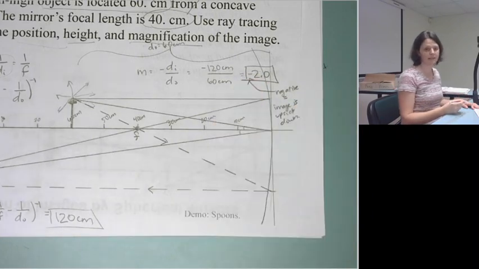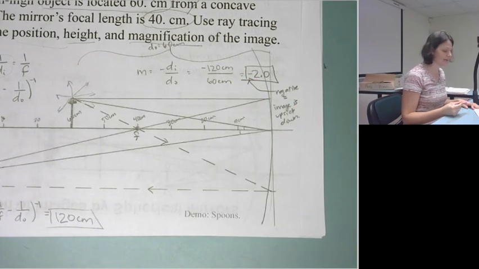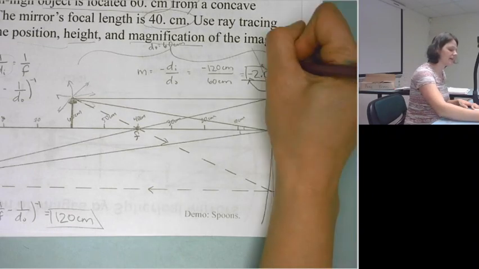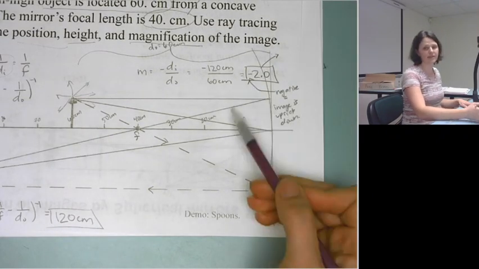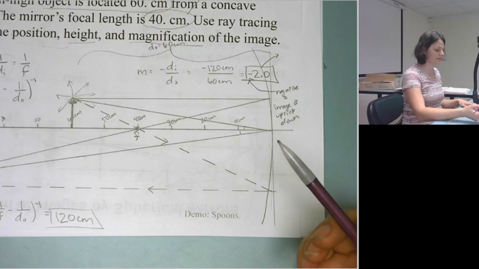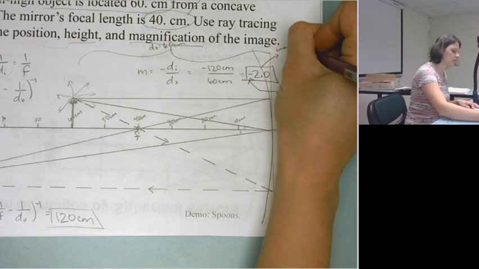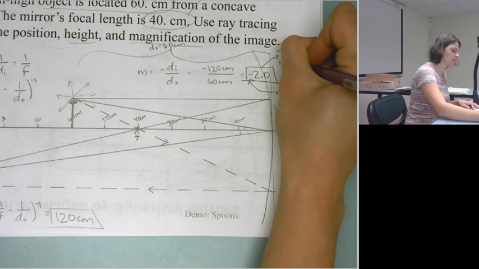Okay, that's what the negative means there. So don't drop that negative. That's an important negative. The 2 here says that the image is twice as big, is twice as tall as the object. So image 2 times taller than object.